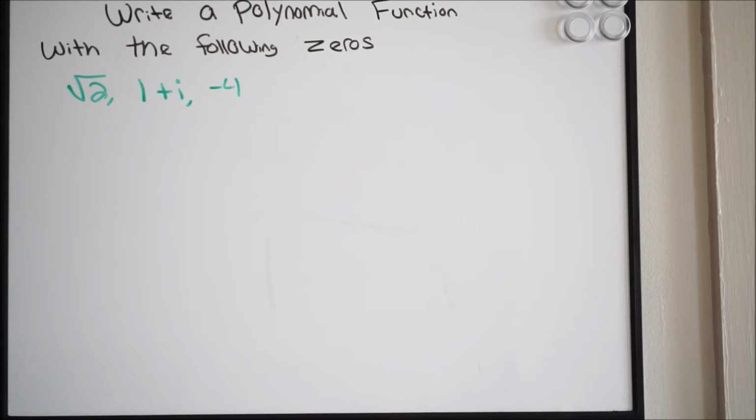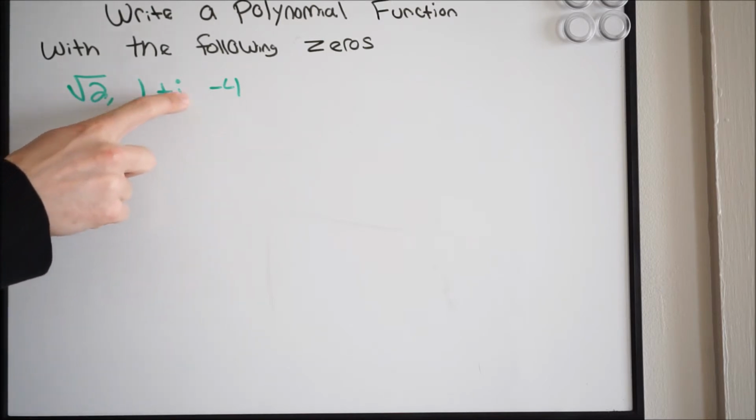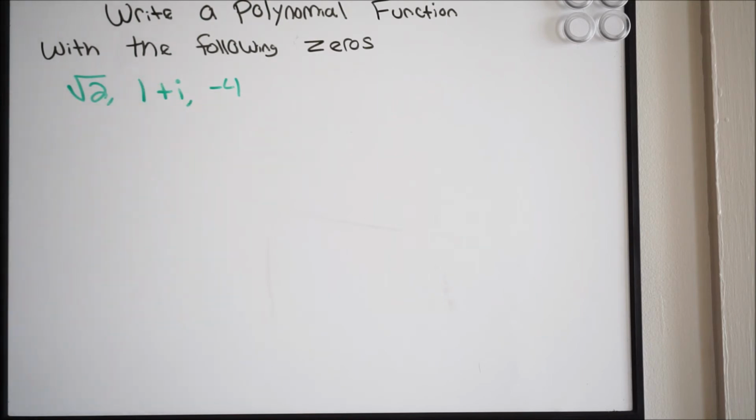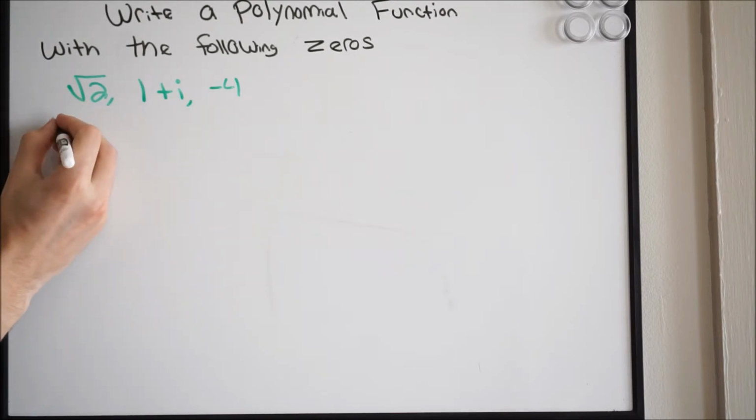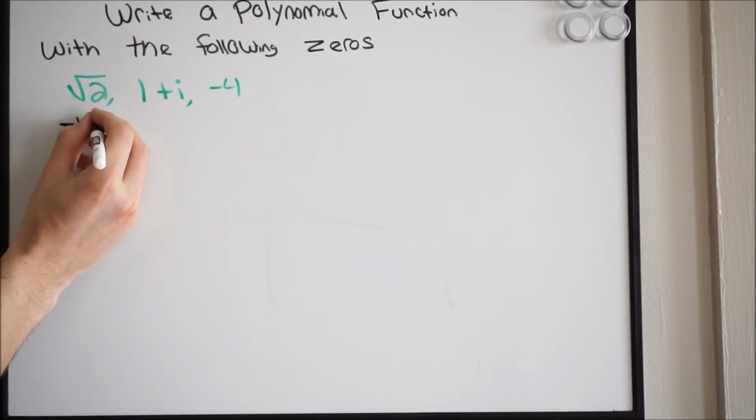But before we do that, we need to define all of the zeros here, because even though we have the square root of 2, 1 plus i and negative 4, there are actually more zeros here. You just didn't write it out. Okay, well, for example, we have a positive square root of 2. Well, we know that if we take the square root of anything, we'll always have plus or minus. So if we have the square root of 2, we must also have the negative square root of 2. All right, so that is going to be another zero.